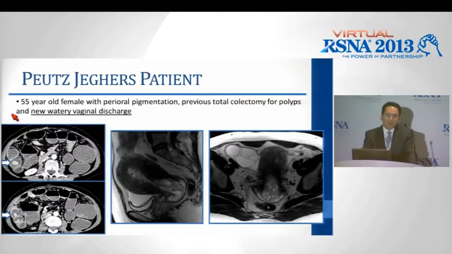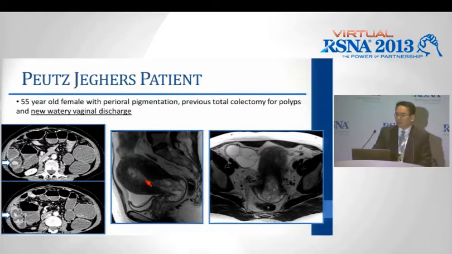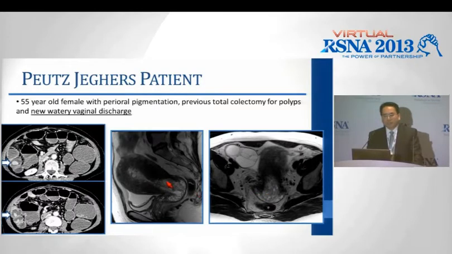This is another woman, a 55-year-old woman who had perioral pigmentation, which is classic, a previous total colectomy for polyps, and new watery vaginal discharge. You can see multiple polyps remaining in the small bowel. And I don't know how well this projects, but on sagittal and axial T2 images, you can see this clustering of high T2 signal, cystic appearing lesions. And you may have guessed at this time, this is adenoma malignum, which is a relatively rare cancer of the cervix, but not so rare in Peutz-Jeghers patients, and it has, unfortunately, a very aggressive behavior.